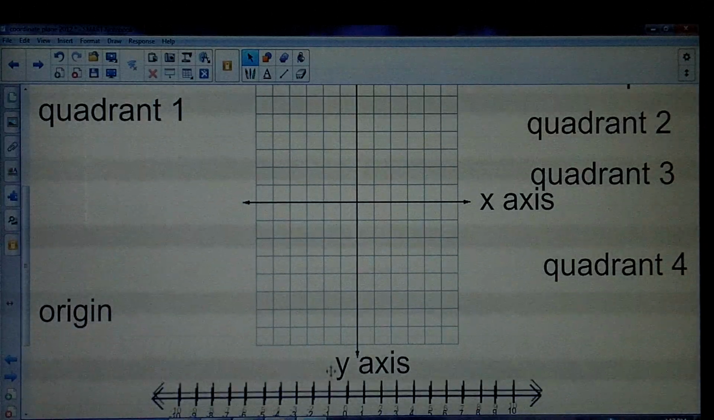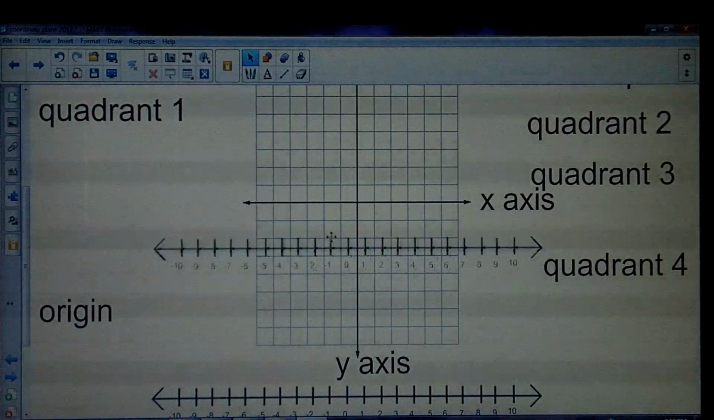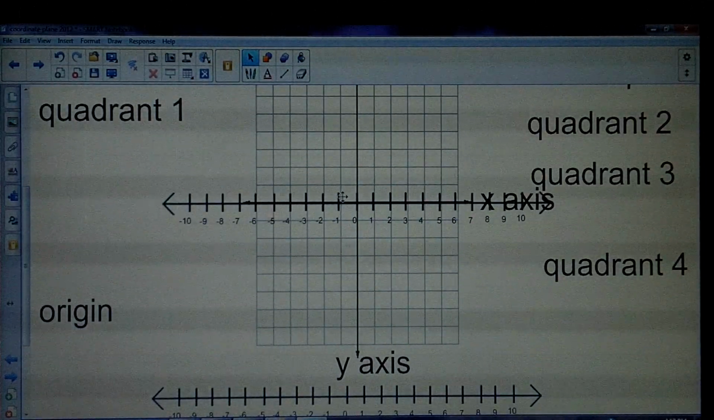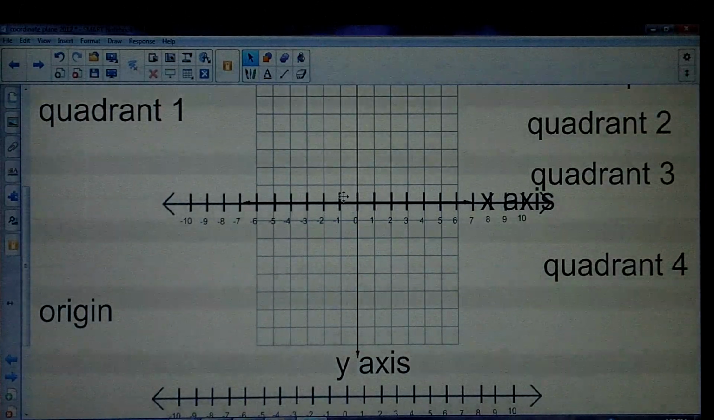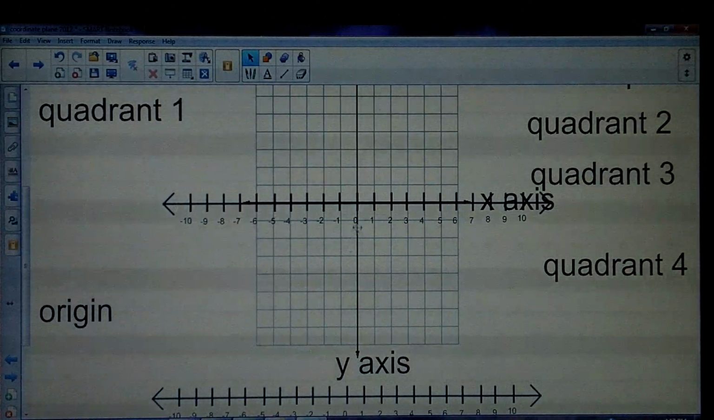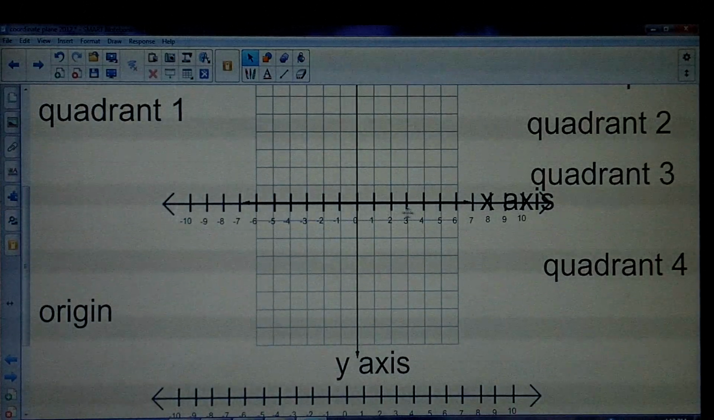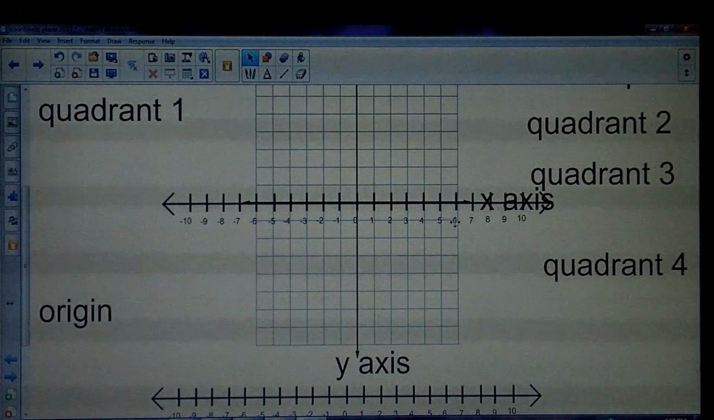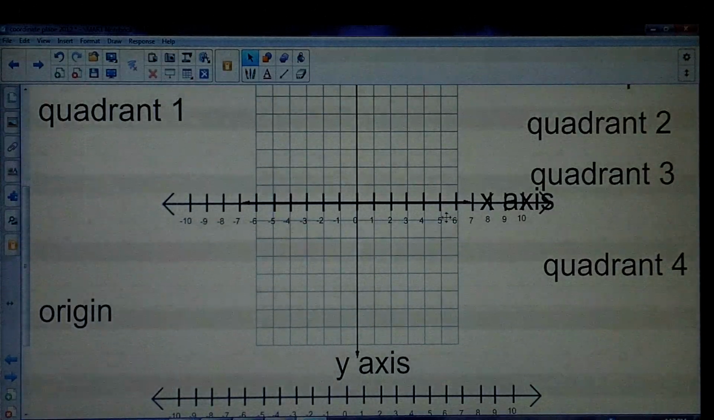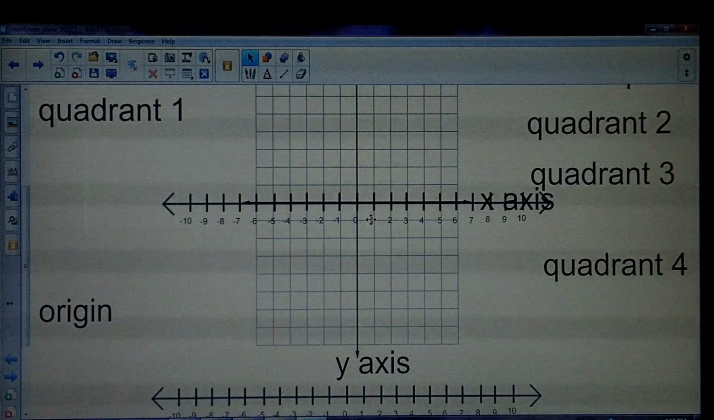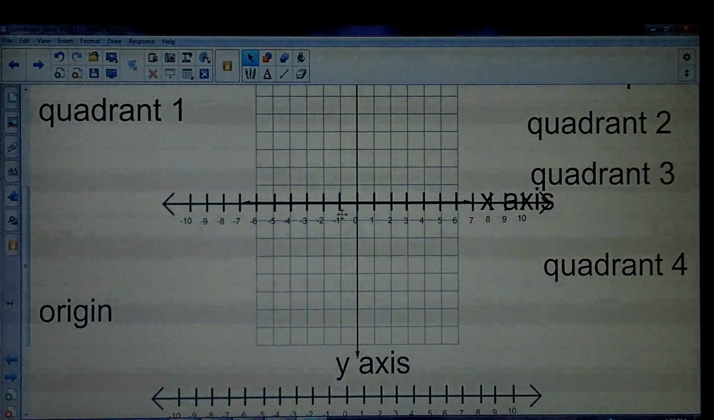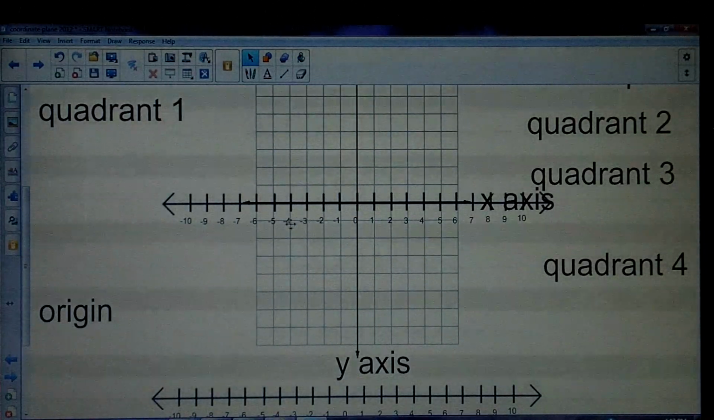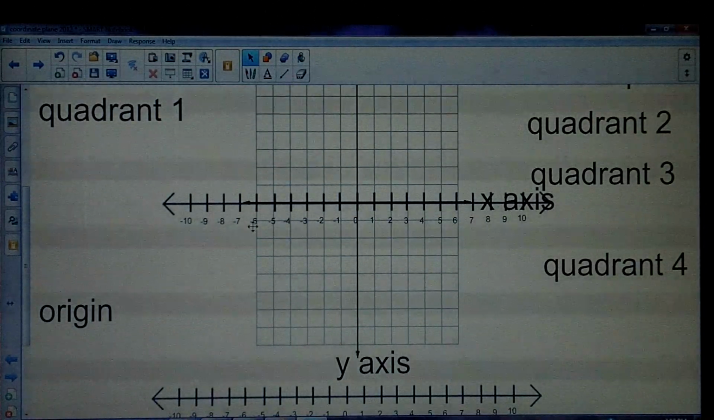So for the x-axis, it's a regular straight across number line, with 0 being in the middle, right here. And then to the right of the x-axis is positive 1, positive 2, positive 3, 4, 5, 6, and so on and so on. And the lines are where the numbers are. And to the left is negative 1, negative 2, negative 3, negative 4, negative 5, negative 6.